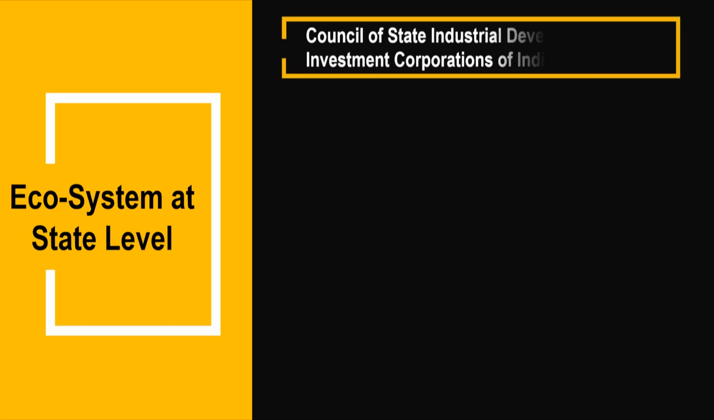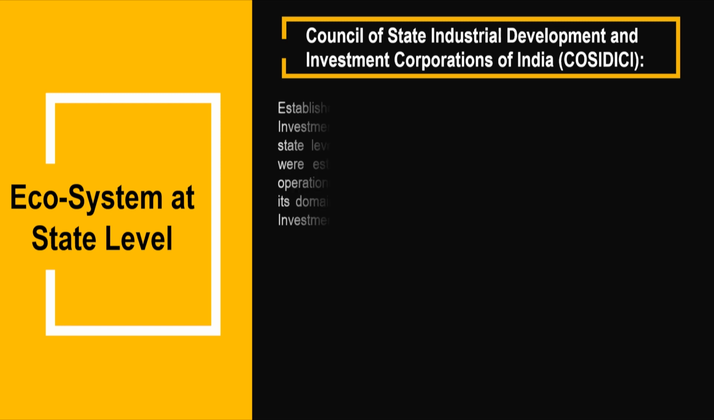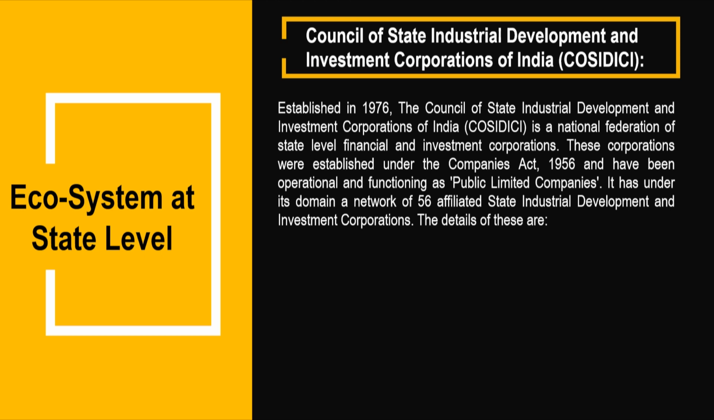Now, for the ecosystem at the state level, we have a Council of State Industrial Development and Investment Corporation of India. Established in the year 1976, the Council of State Industrial Development and Investment Corporation of India is a national federation of state level financial and investment corporations. These corporations were established under the Companies Act 1956 and have been operational and functioning as public limited companies. It has under its domain a network of 56 affiliated state industrial development and investment corporations.